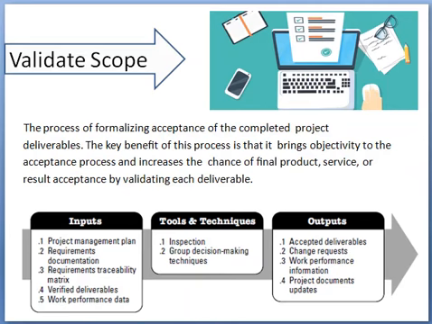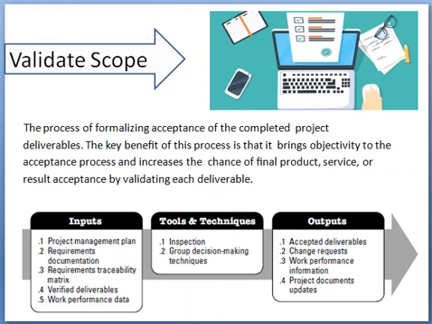Now let's start with our main topic, validate scope. It is the process of formalizing acceptance of completed project deliverables. The key benefit of this process is that it brings objectivity to the acceptance process and increases the chance of final product, service or result acceptance by validating each deliverable. The flowchart for validate scope is given below.